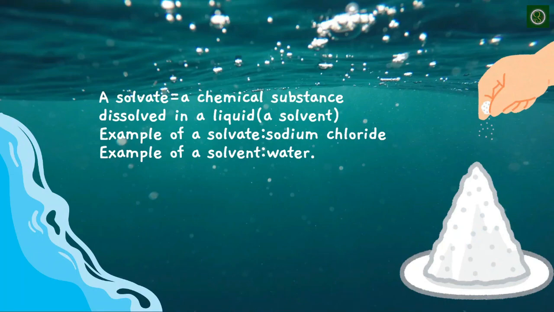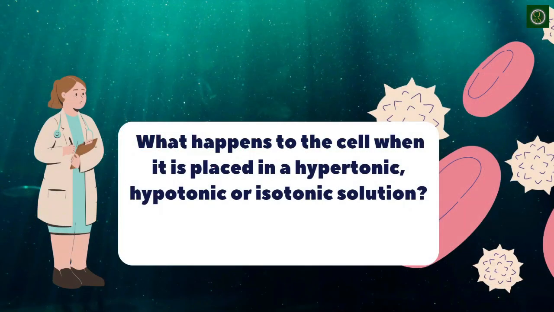A solute is a chemical substance dissolved in a liquid or a solvent. An example of a solute is sodium chloride, and an example of a solvent is water. Now I will explain what happens to a cell when it is placed in a hypertonic, hypotonic, or isotonic solution.